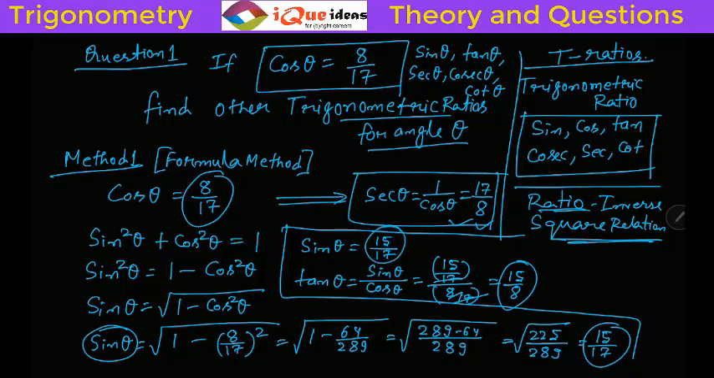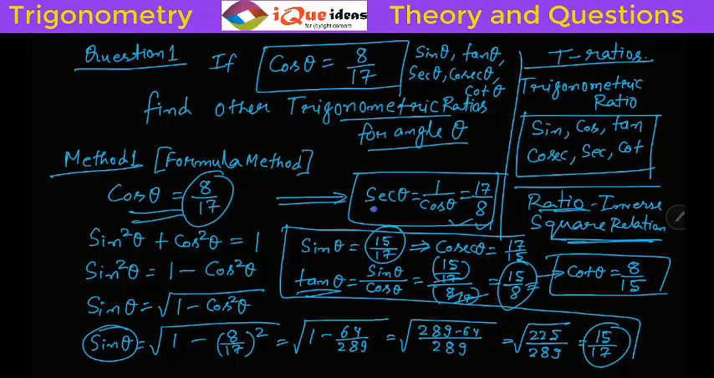Right? Now the inverse of sine theta will be cosec theta. So cosec theta is equal to the inverse of sine theta, that is 17 by 15. And we already have tan theta equal to 15 by 8. So the inverse of this, that is cot theta, will be equal to 1 by tan theta, that is 8 by 15. So as you can see, now we have calculated all of them.